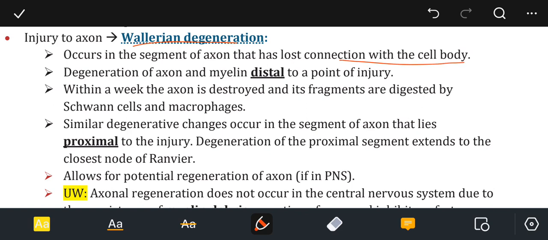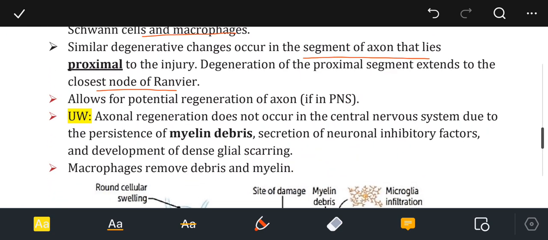Degeneration of the axon and myelin distal to the point of injury will take place, and within a week, the axon is destroyed and its fragments are digested by the Schwann cells and macrophages. Similar degeneration occurs in the segment of axon that lies proximal to the injury. Degeneration of the proximal segment extends to the closest node of Ranvier. This allows for the potential regeneration of the axon if in the peripheral nervous system.